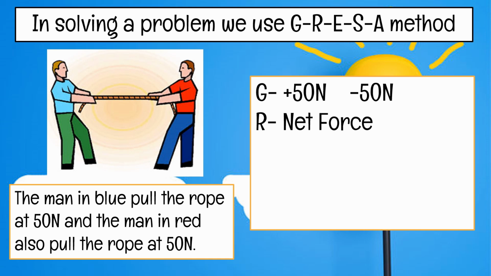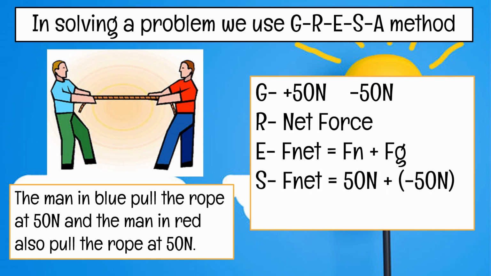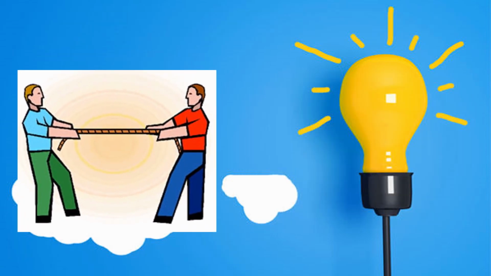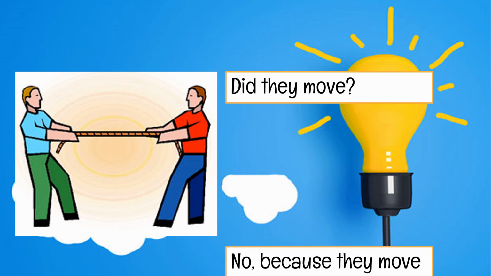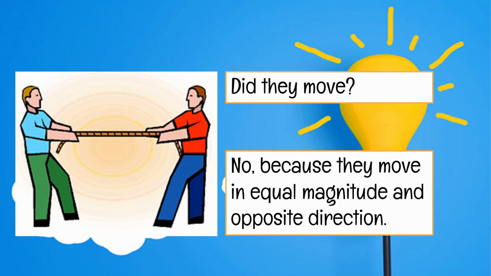Required, net force, because that is the question or yun yung hinahanap. Equation for the Fnet is Fn plus Fg. So the solution is 15 newtons plus the negative 15 newtons. So the answer is 0. So did they move? No, because again, they move in equal magnitude and opposite direction.